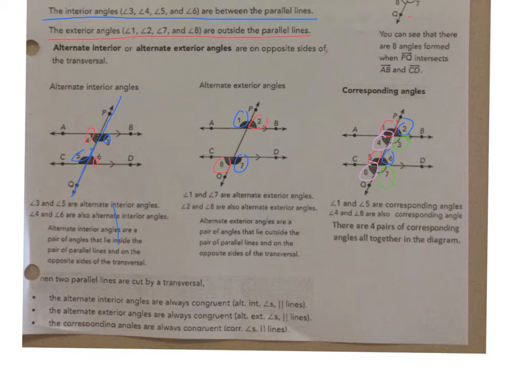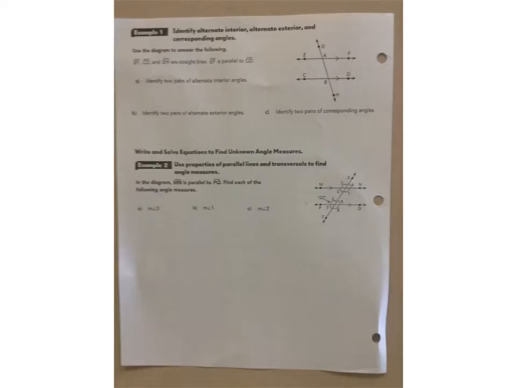Okay? Now, here is the important part down here. Alternate interior, alternate exterior, and corresponding angles are always congruent. So, that makes life so easy. If you know one of them, then you know its corresponding one because they're equal to each other. Okay? And now we're going to go on to the next page and we're going to actually put this into use.